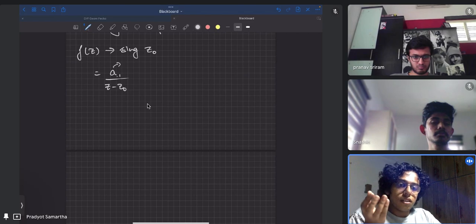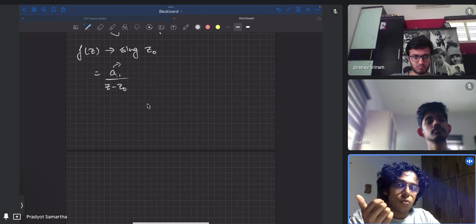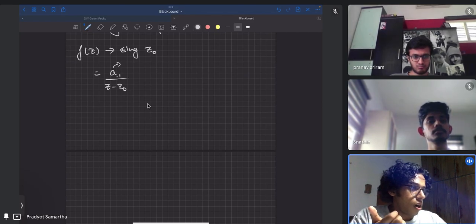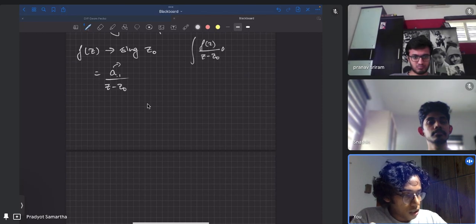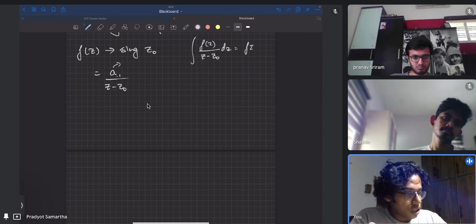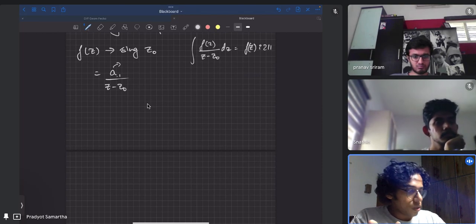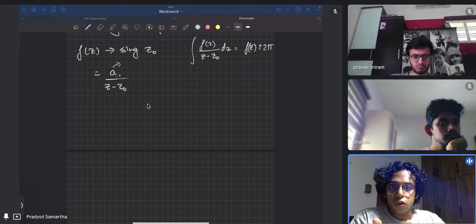When you calculate the residues, remember last time we spoke about this, right? When we tried to calculate a residue last time, if you have f of z by z minus z naught, and then the integral dz is essentially equal to f of z times 2 pi i. So this is what we figured out last time.